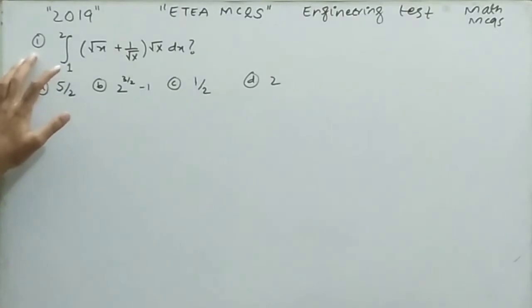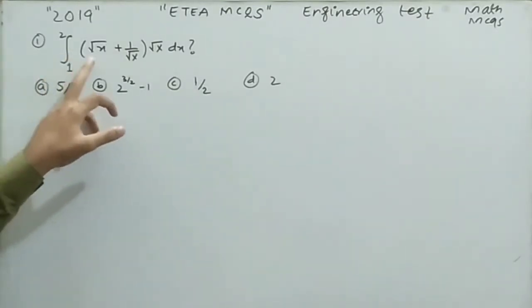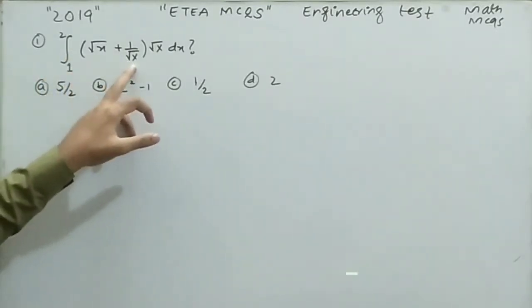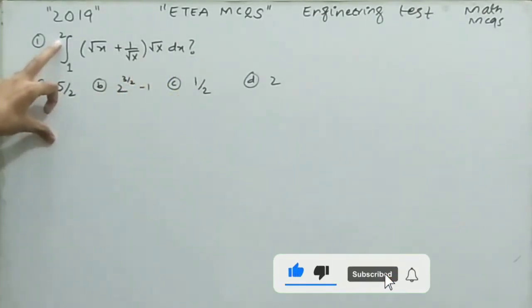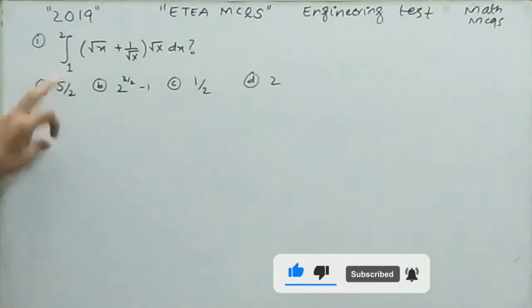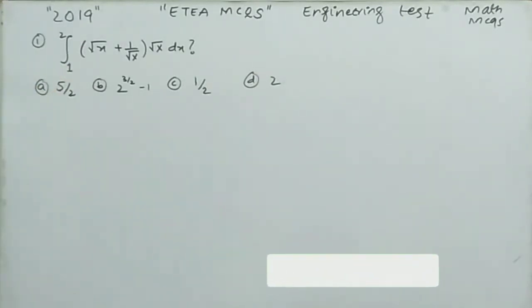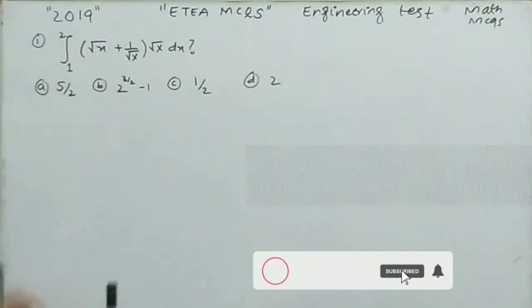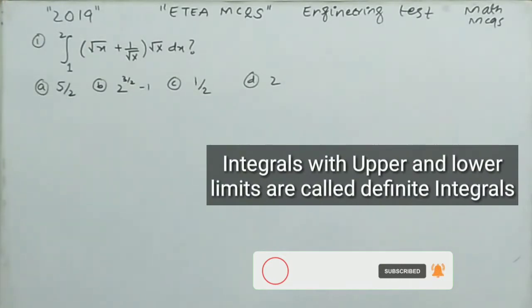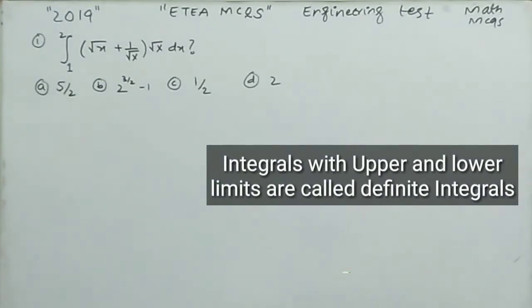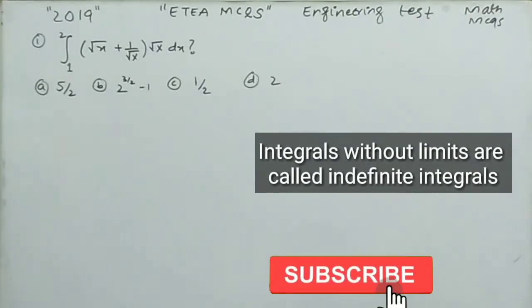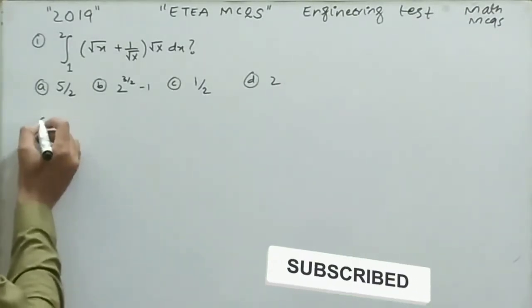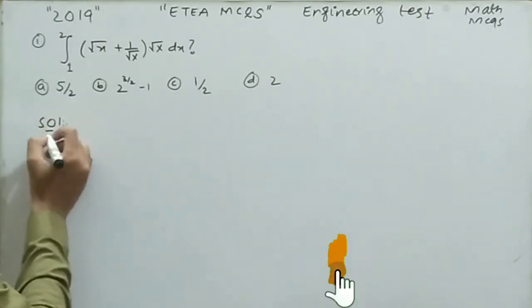MCQ number first tells: find the integral of (square root of x plus 1) divided by (square root of x) into square root of x dx, where the upper limit is 2 and the lower limit is 1. Remember that when there is an upper limit and lower limit on the integral, these types of integrals are called definite integrals. When there are no limits on the integral, that type of integral is called an indefinite integral. So move toward the solution of this MCQ number first.